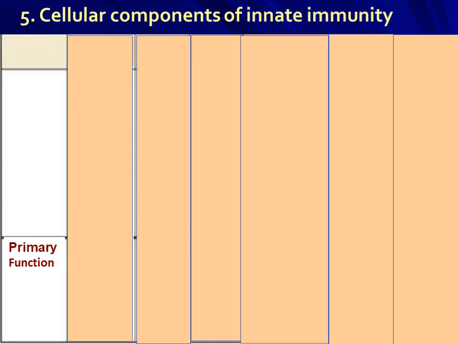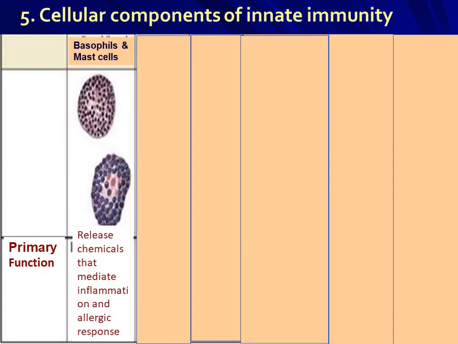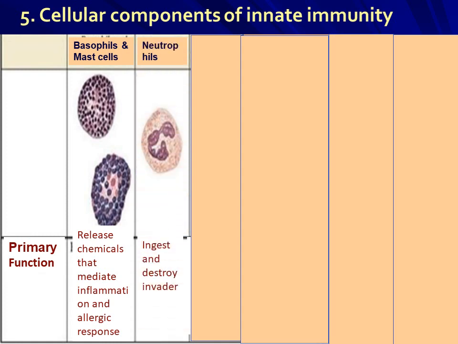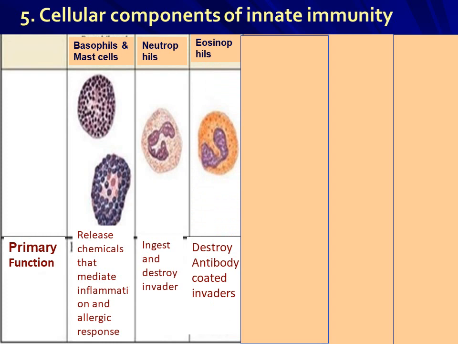And some of the cellular components also are responsible for innate immunity. The first one is the basophils and mast cells. These cells release the chemicals that mediate inflammation and allergic response. And another thing is the neutrophils, also known as microphages, which can ingest and destroy the invader or microbial agent which invades the body cells or organs.